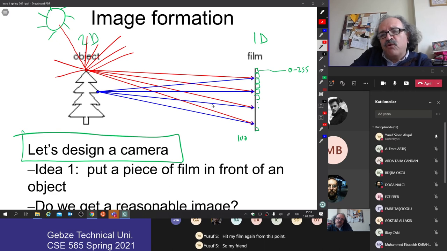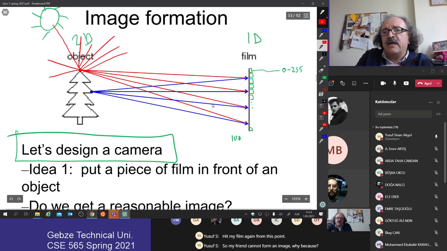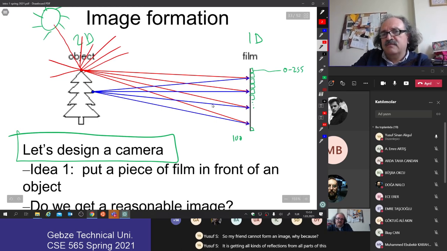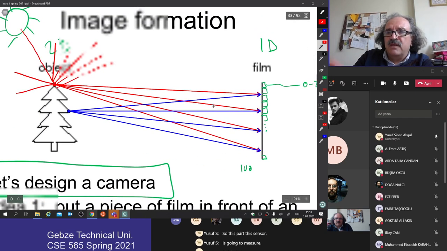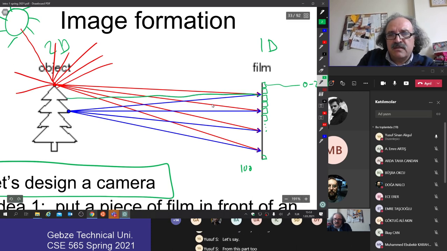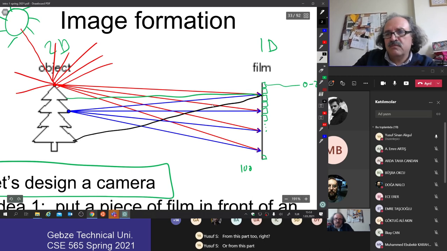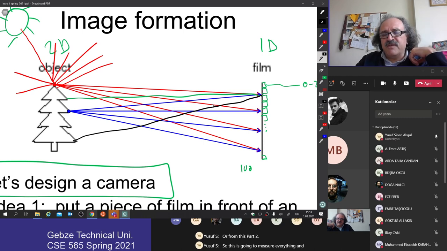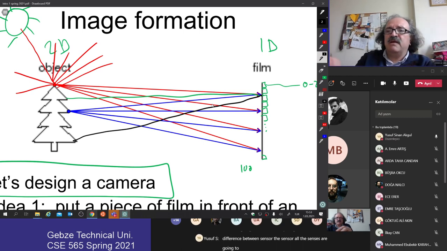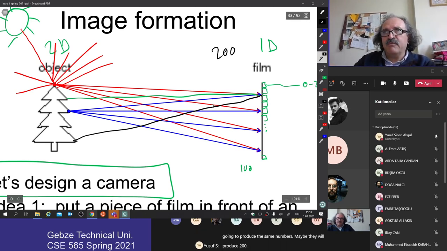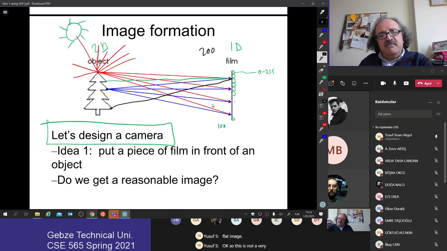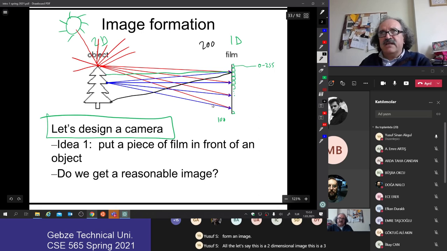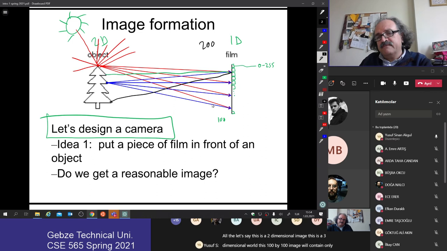So my film cannot form an image. Why? Because it is getting all kinds of reflections from all parts of this object. So this sensor is going to measure all the light rays coming from, let's say, this part too, right? Or from this part too. So it is going to measure everything, and there will be no difference from sensor to sensor. All the sensors are going to produce the same number. Maybe they will produce 200. So what I am going to see is a flat, constant image. This is not a very good camera because it doesn't form an image. This 100 by 100 image will contain only the number 200. That's not a good image.